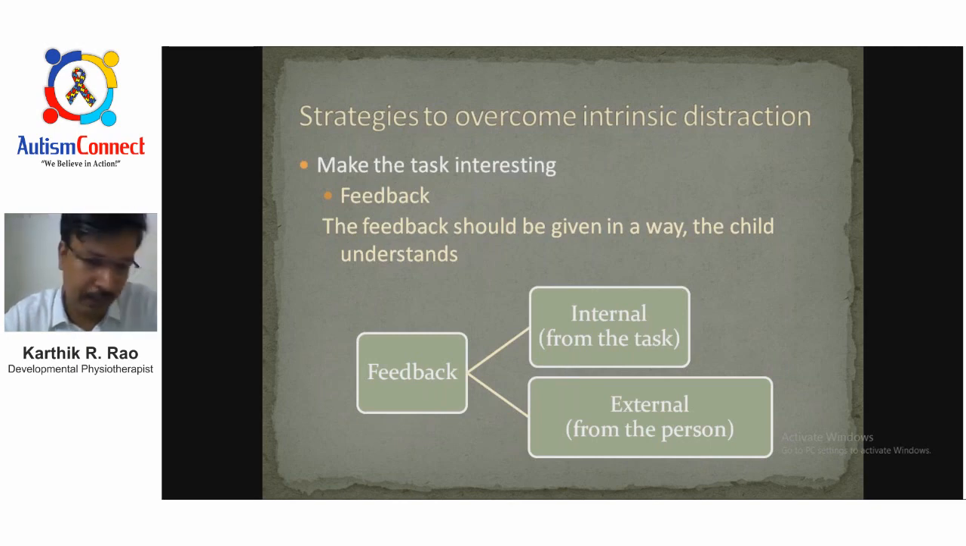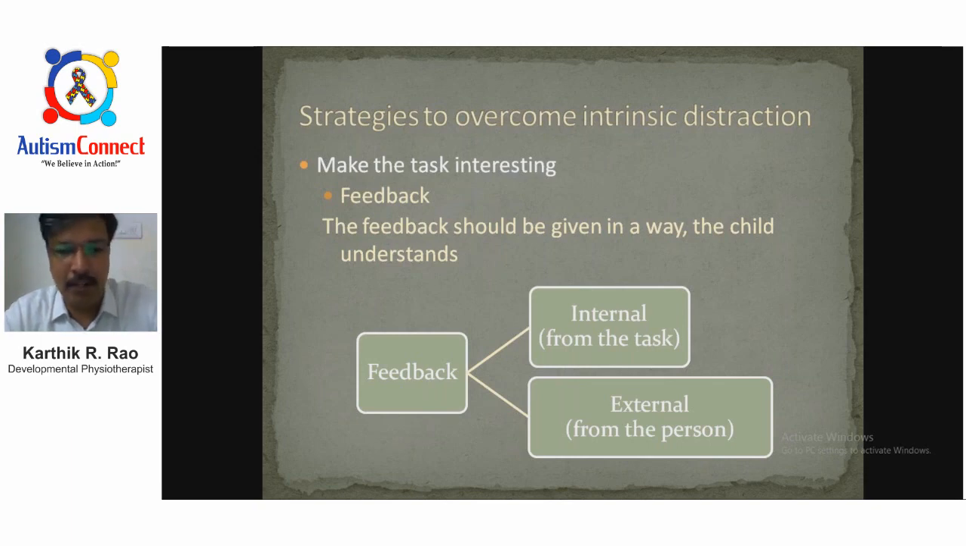One is an internal feedback and one is an external feedback. So what is the difference? The internal feedback is the one in which the child is able to get the feedback from the task itself. I'm trying to stack a cup one on top of the other and it falls down. So I understand that somewhere down the line I have made a mistake and I was not successful. So this feedback is internal feedback.